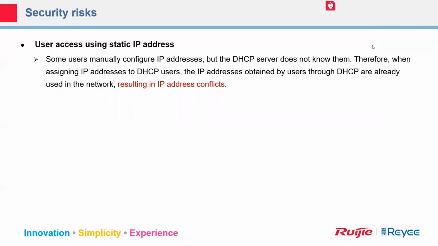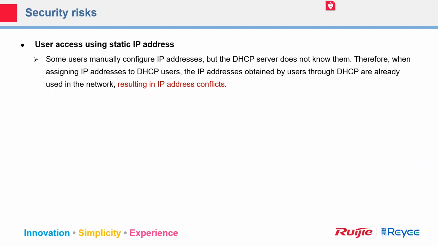And the next one is security risks on the DHCP. The first one is, maybe in the scenario, we hope we can directly use DHCP on the network, but still some users will use a static IP address. So the result is the IP address may conflict. That means the static IP address and the dynamic IP address are the same. So this is the first risk in our network. How to solve this problem?